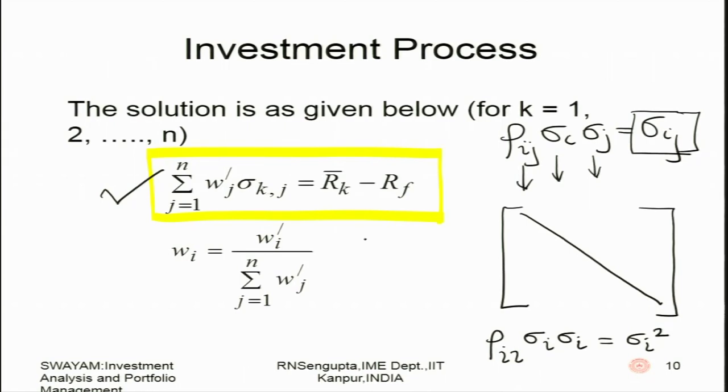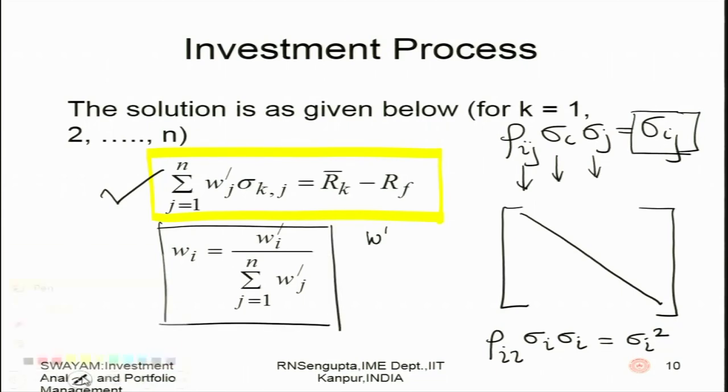Now, this w dash is basically the weight which you need to find out, but remember, when you solve the problem, the weights need not add up to 1, even though you do not have any short selling. So, that means you have to normalize the weights and find out. So, that is what is given here. I just marked it with a box in red color, black one. So, let me hash it now.